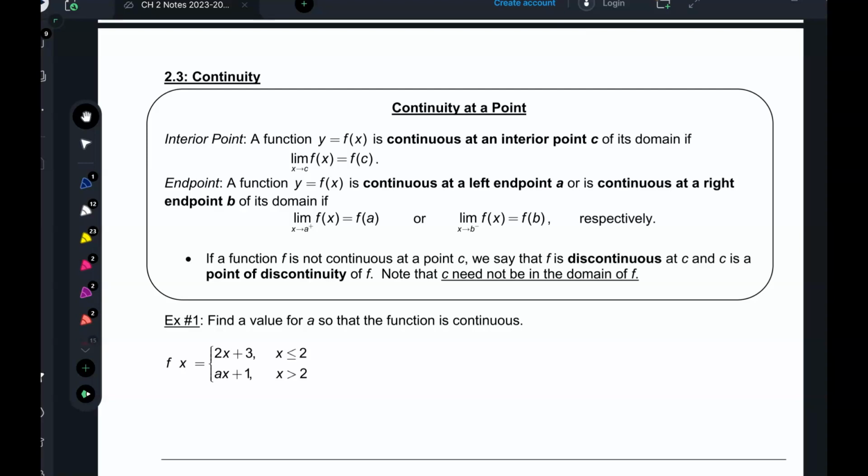Continuity, just reinforcing all those topics that we've already learned. Okay. Continuity at a point. We talked a little bit about this also yesterday. How do we know if something's continuous? Three things have to be true.